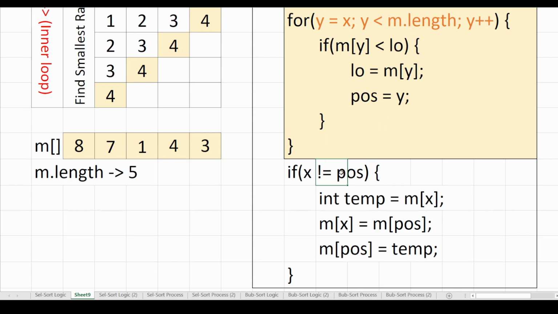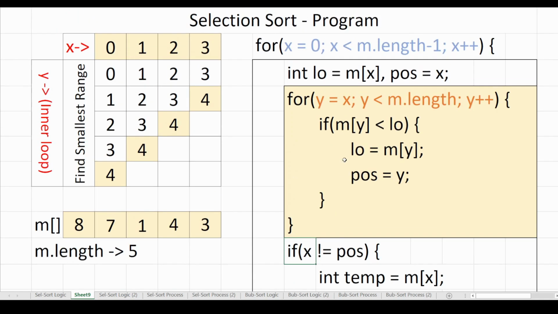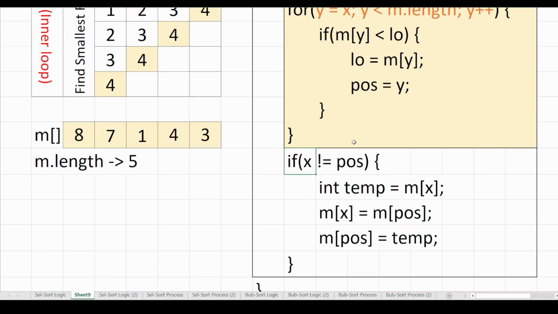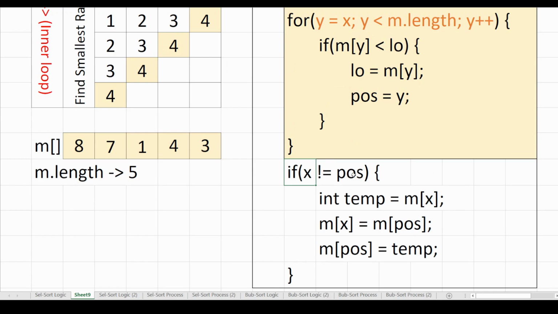Once this loop finishes, we will know the position of the smallest element, that is pos. And x, what is x? X is where we started from. And if they are not equal, we also know this. If the smallest element is at the same position as x, I don't need to worry about all this. So if they are not the same, we create a temporary variable and swap those positions. Which positions? The x position and the pos position.